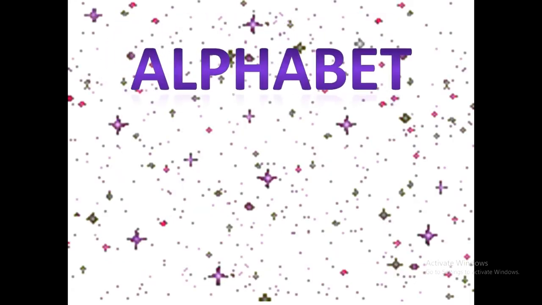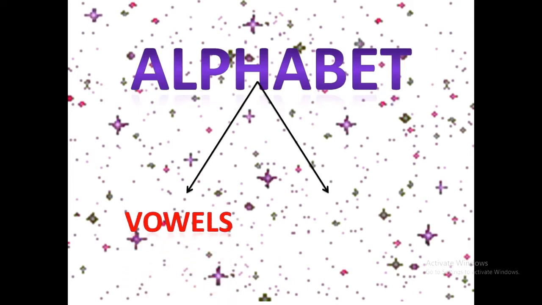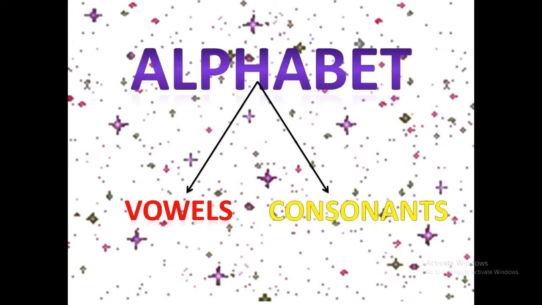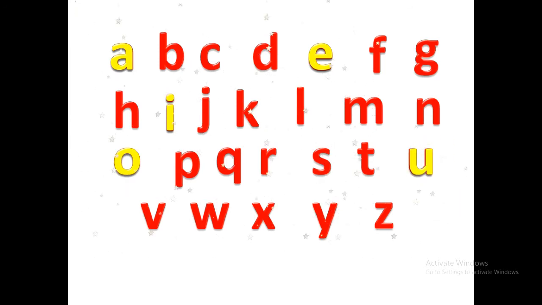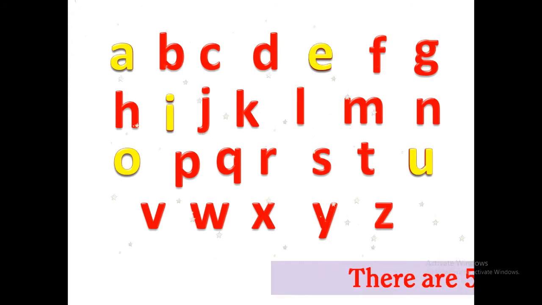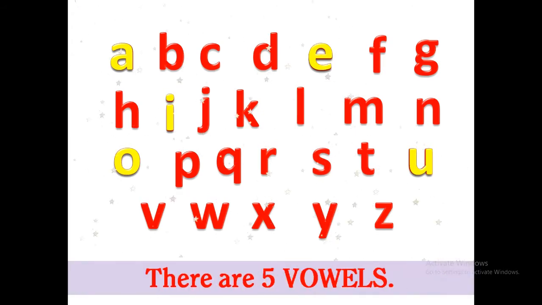Alphabet letters are divided into two parts: vowels and consonants. In the alphabet, there are 5 special letters and they are A, E, I, O and U. These 5 special letters are called vowels. So, there are 5 vowels in the English alphabet.